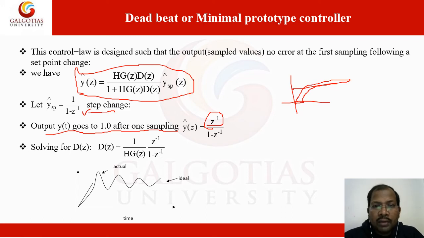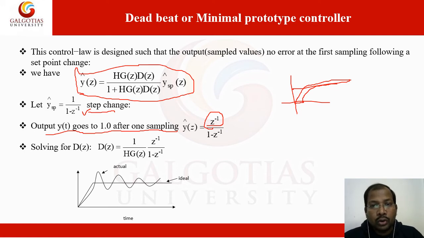Here we are given y cap equal to z inverse by 1 minus z inverse. So we already know the input and also the output. Applying the input and output, we can determine the controller's performance, that is Dz. Here we just focus on the calculation of Dz. Once we have calculated Dz, we can apply this dead beat controller to give the same desired characteristics.